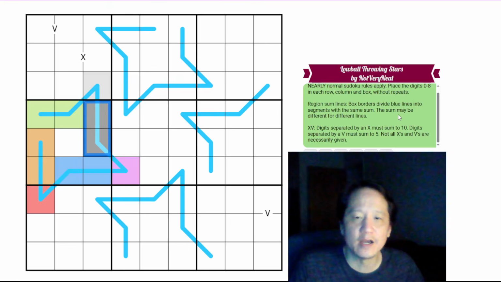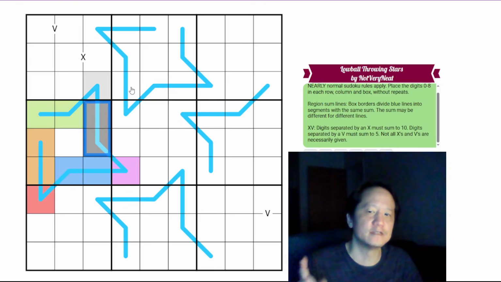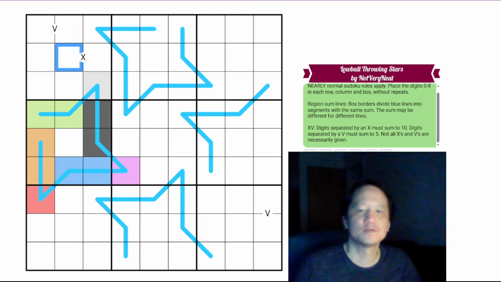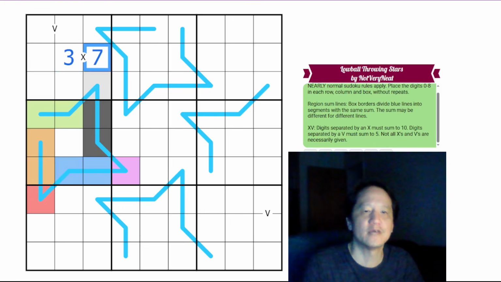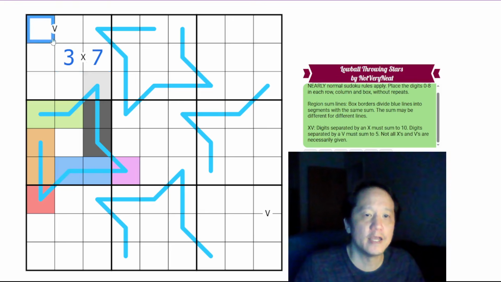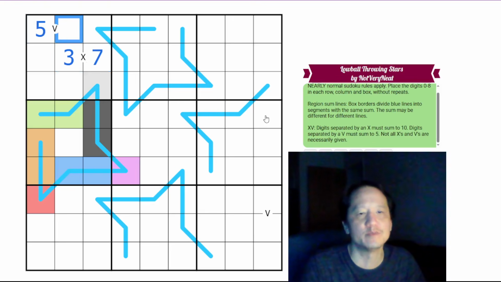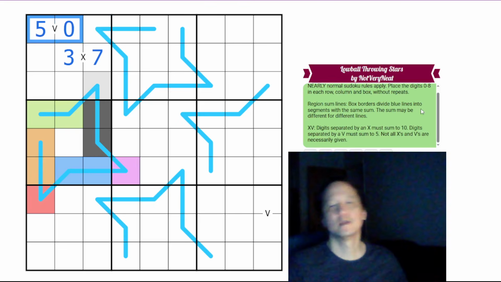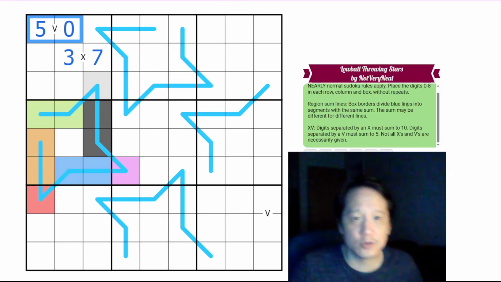We also have XV, where digits separated by an X must sum to 10, and digits separated by a V must sum to 5. Not all X's and V's are necessarily given. So, for example, if this were a 3, this would have to be 7, because these two digits must add up to 10. And say this was a 5, then this would be 0, because these two digits must add up to 5. And those are all the rules.